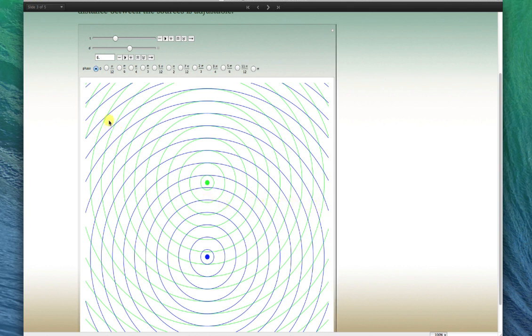What happens now if I change the phase? What if I make these two sources completely out of phase? I'll click a pi here. That pi means that they'll be completely out of phase, meaning that when this guy up here, the green guy, is giving off a maximum, the blue guy is giving off a minimum. And watch carefully. This is an antinode right now. They're in phase with each other. When I click this pi, let's see what happens to that antinode.